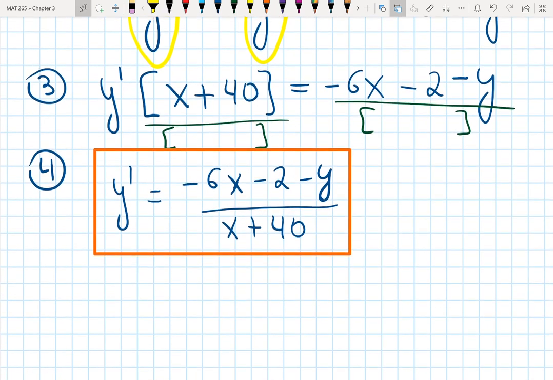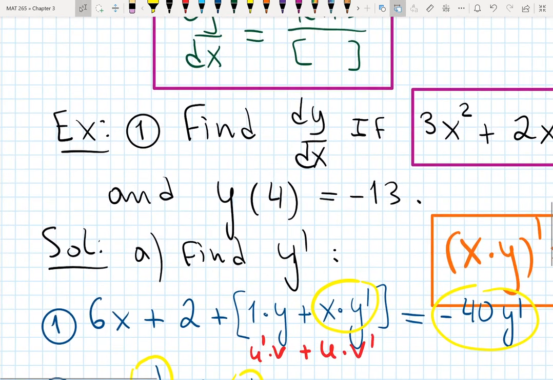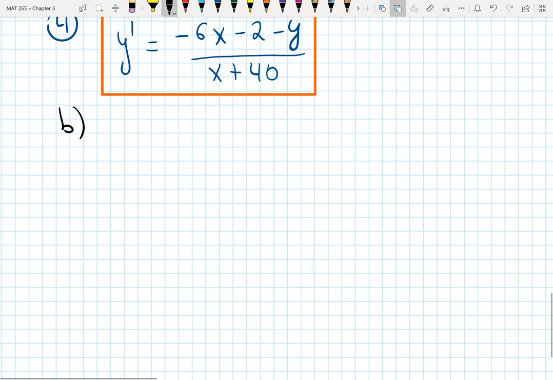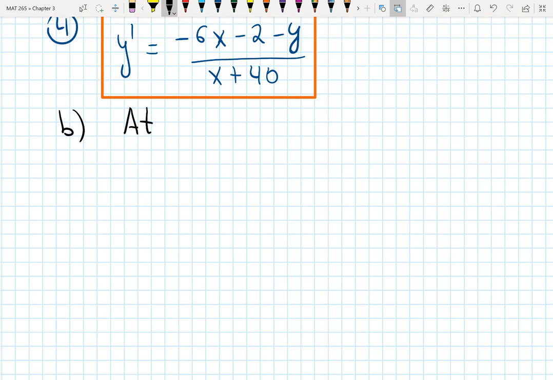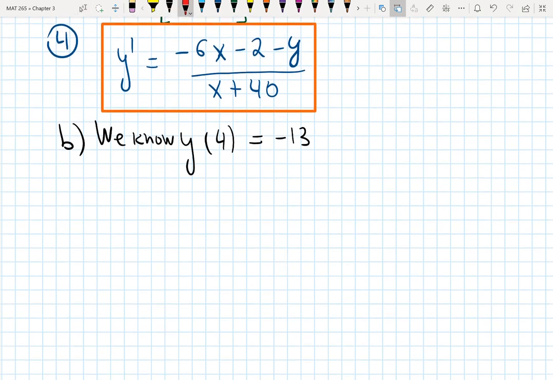Here, that's why B, let's go to the question. The original question actually asked us to find dy/dx at the original point. What point? y at 4 is negative 13. We know that. Find y prime. Okay, that's why I gave you those two.